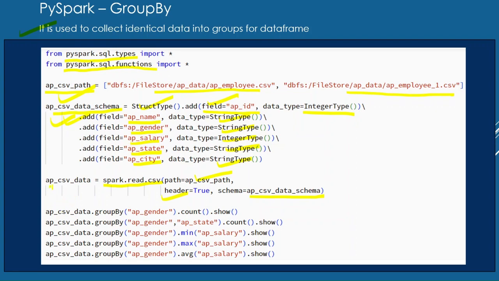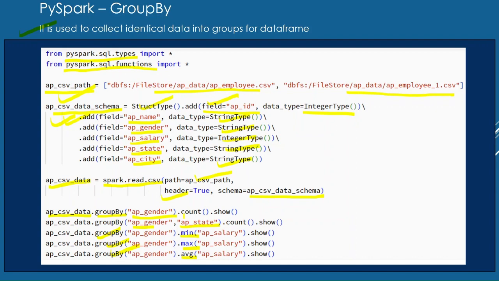Once this data frame gets created, we are going to apply this GroupBy function on top of it. GroupBy function we can apply on a single column or on a group of columns. We can apply mean, max, and average functions on the GroupBy function. So we will see how the GroupBy function works and how we can also use aggregate functions like mean, max, and average on top of the GroupBy.